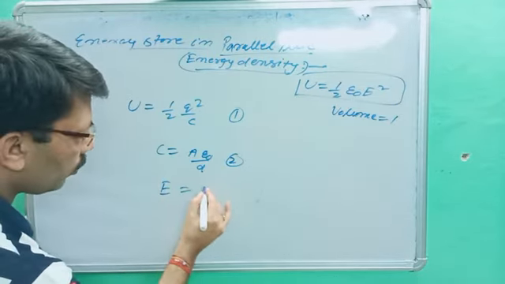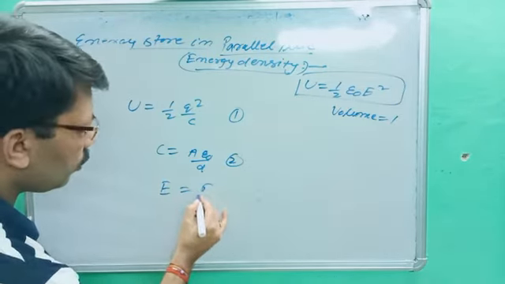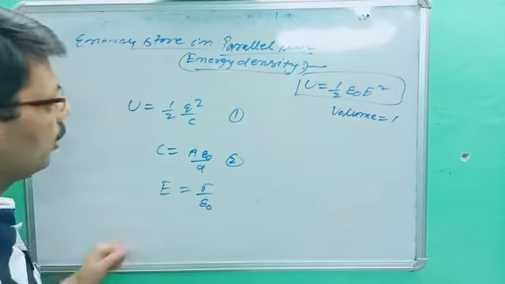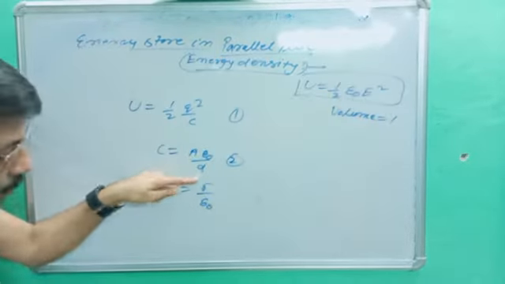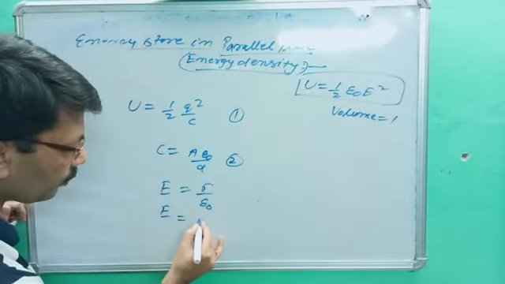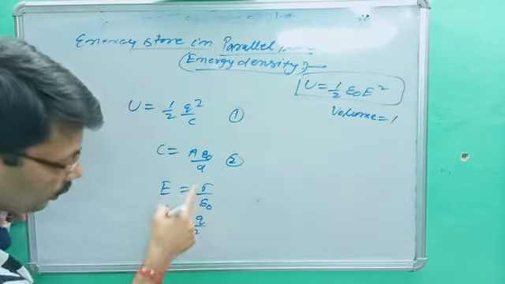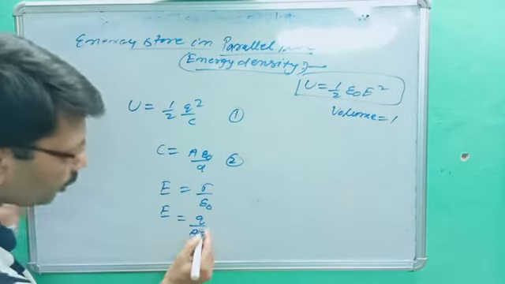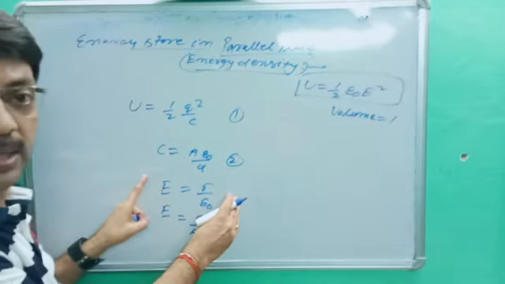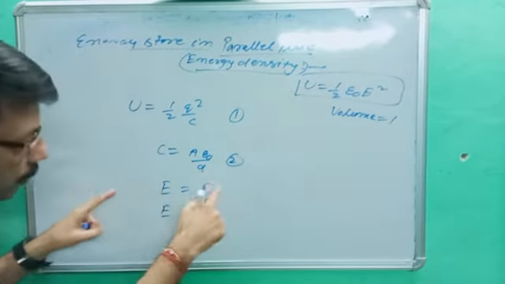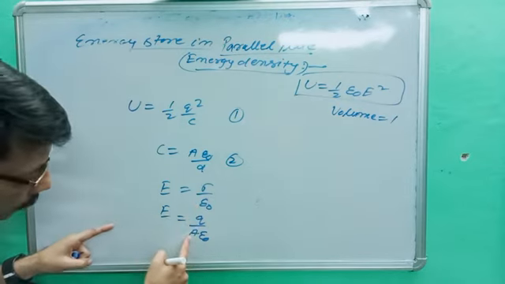For E, you just write E is equal to sigma upon epsilon naught. Our next term is Q. What is the value of sigma? Sigma is equal to Q upon A, so E is equal to Q upon A epsilon naught. You better know this is the electric field between the plates. So E is equal to sigma upon epsilon naught, and sigma is equal to Q upon A epsilon naught.